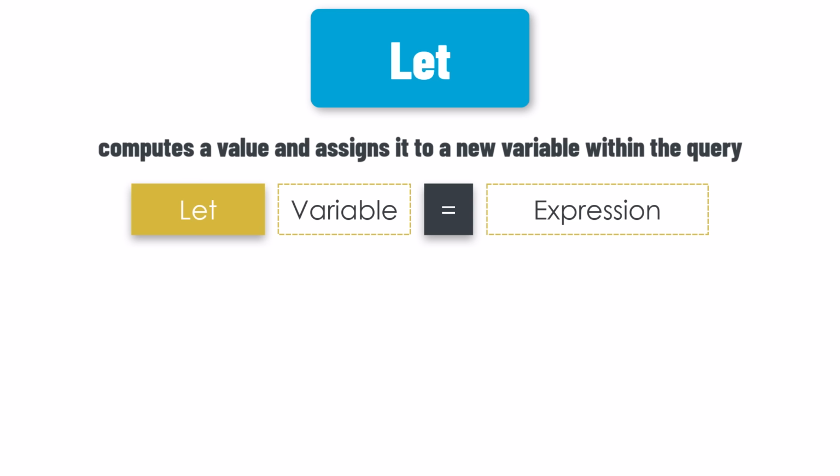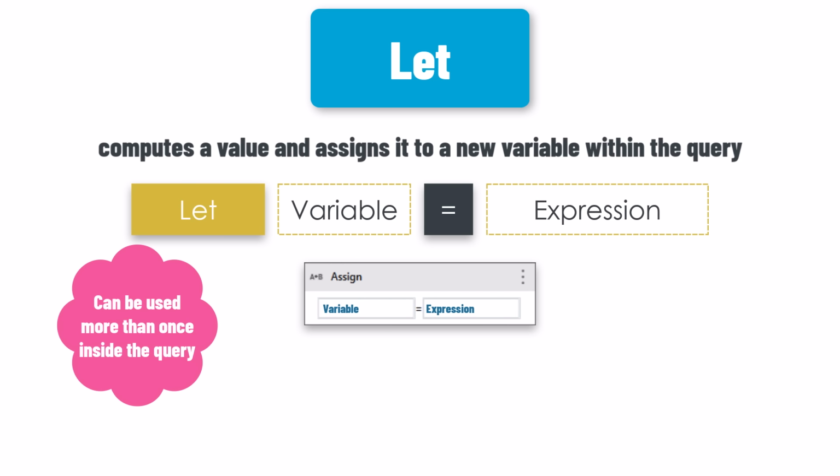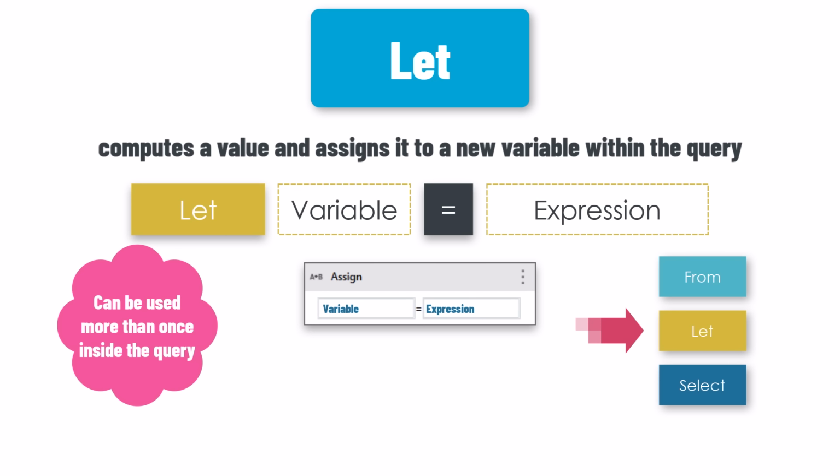In other words, let clause is nothing else than assign activity in UiPath. Let clause can be used more than once inside a LINQ query. It can be also used at any position in the query. But it cannot be used before from clause. Normally, it should be used between from and select clauses, to calculate data that can be used inside the query, or to select it as output from the query.